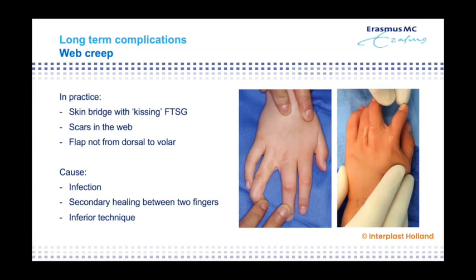distal. And another thing I see in web creep is if you have scars in the web. So I use a flap in which a very big dorsal part of skin is put into the finger from dorsal to volar, and it also has an input on the volar side and not in the web itself. I don't know if you can see this, because I think that it gives a better result in the long run.